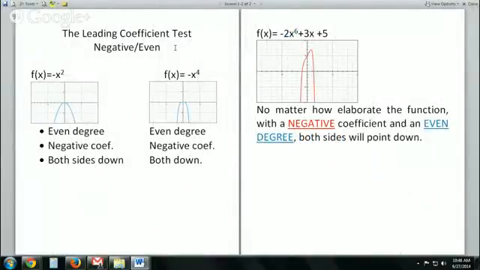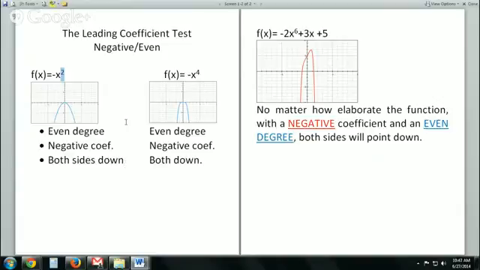All right, now let's take a look at the leading coefficient test when we've got an even degree still, but this time a negative leading coefficient. Let's take the simplest one. Here is an even degree, a degree of 2, and we've got a negative leading coefficient this time. Now, as we saw a minute ago, both of the sides do the same thing if you've got an even degree. But looks like what they're doing this time, both sides point down. So with an even degree and a negative leading coefficient, both of the sides are going to point down.